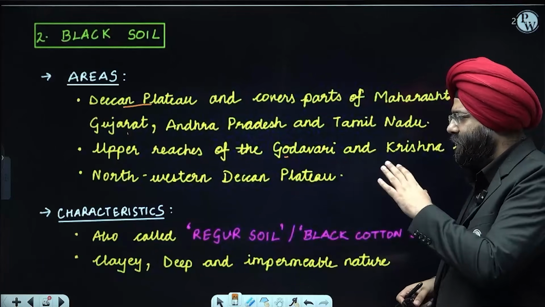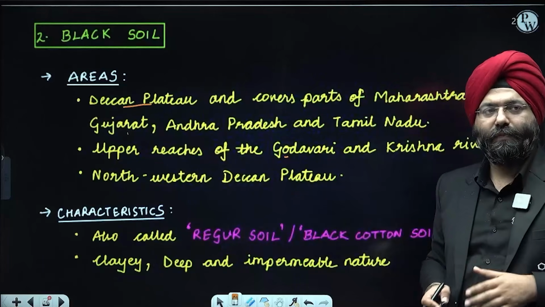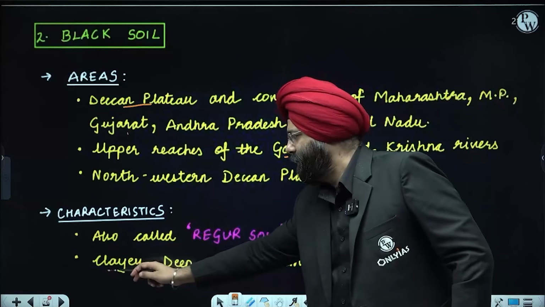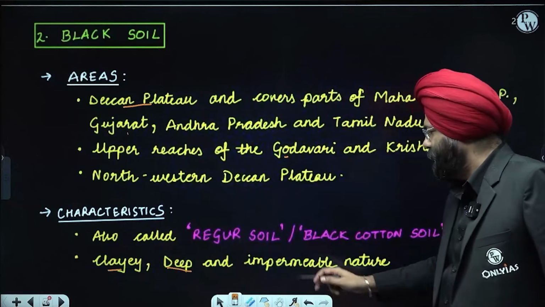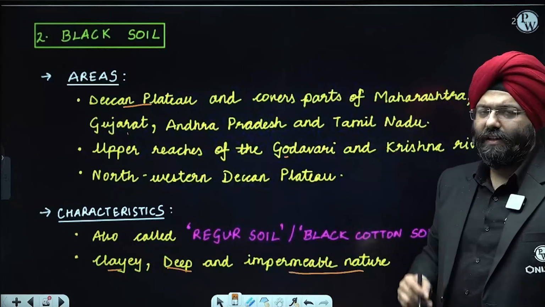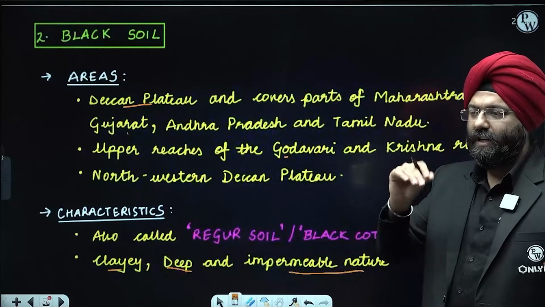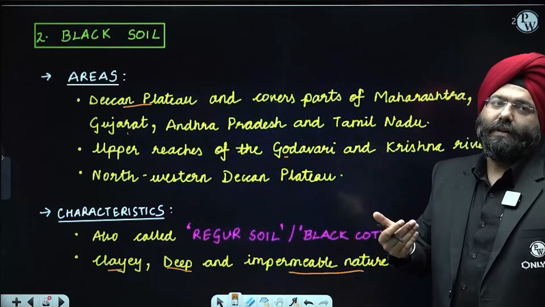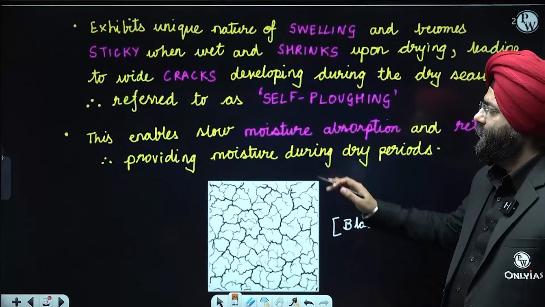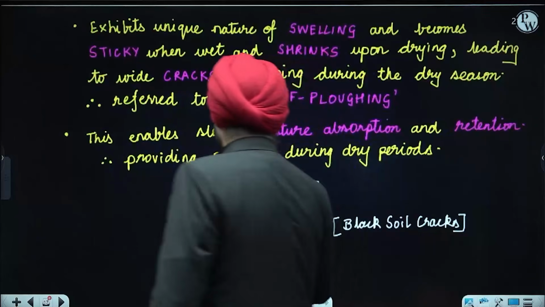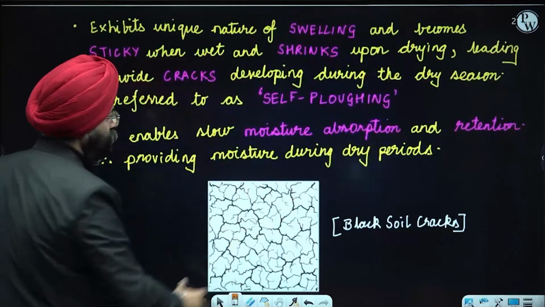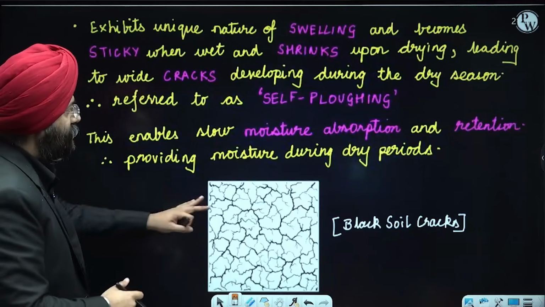So that is why it is known as the black cotton soil or the Regur soil. It is clay, it is deep, and impermeable in nature because it is clay, so automatically the lower layers are going to be clay, so impermeable nature is present. Now see, very often you will be seeing a lot of crack-like structures in the black soil. So let's see.